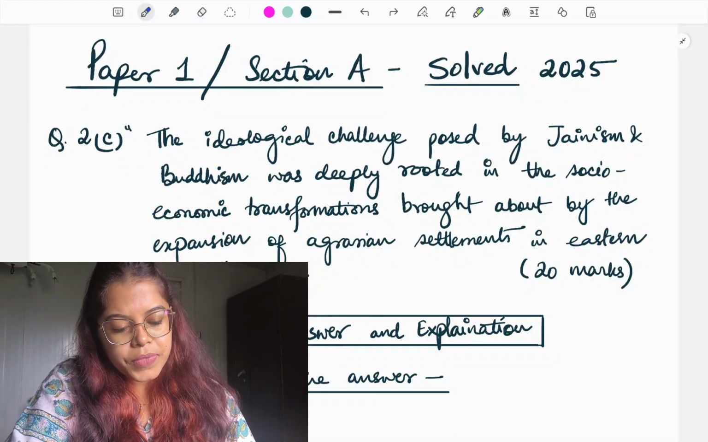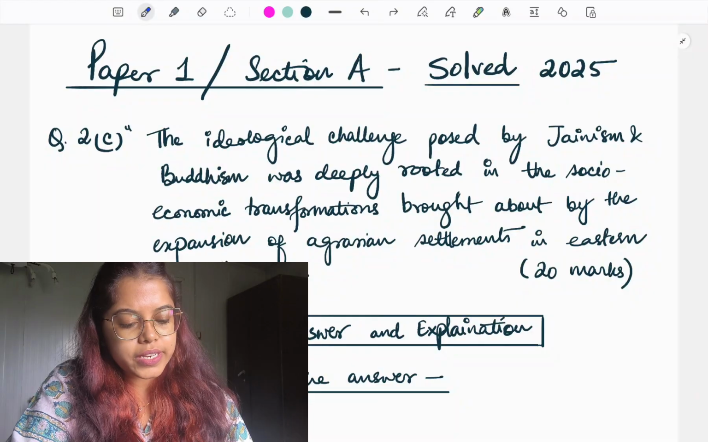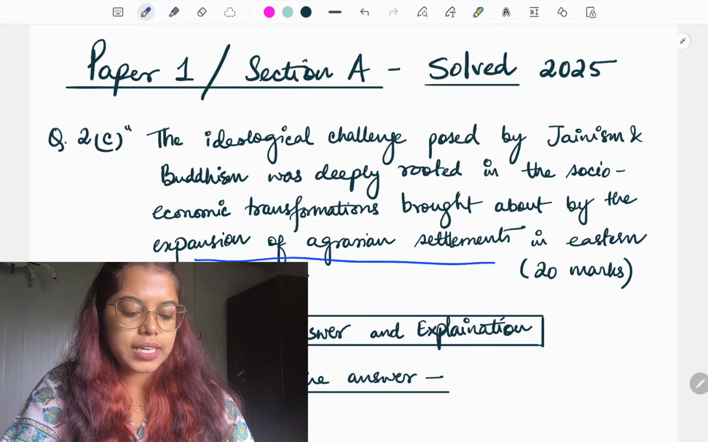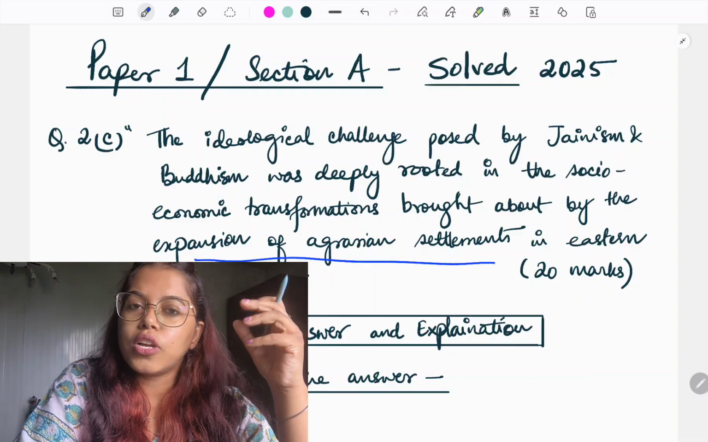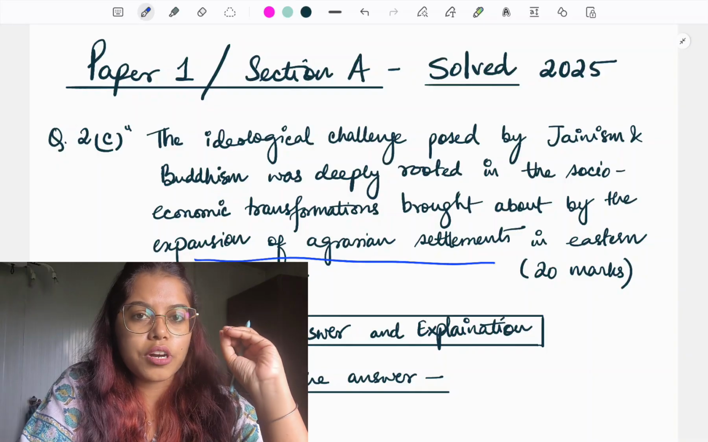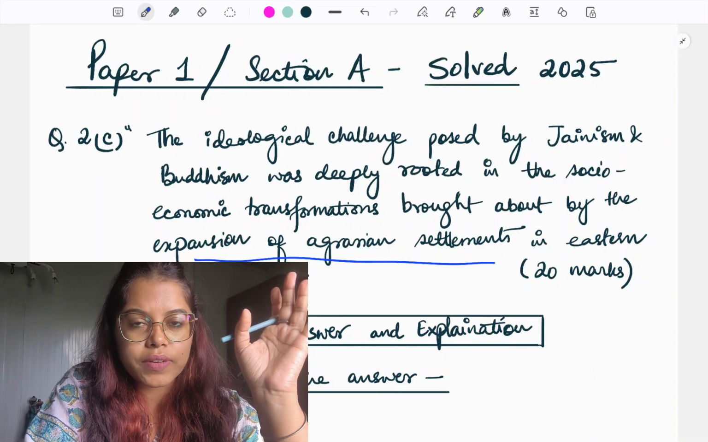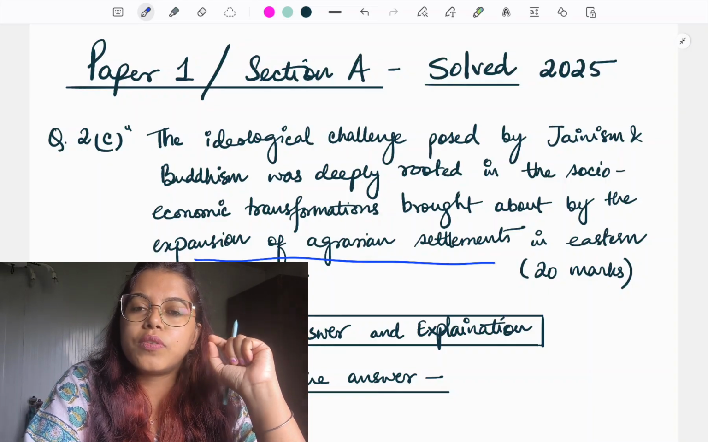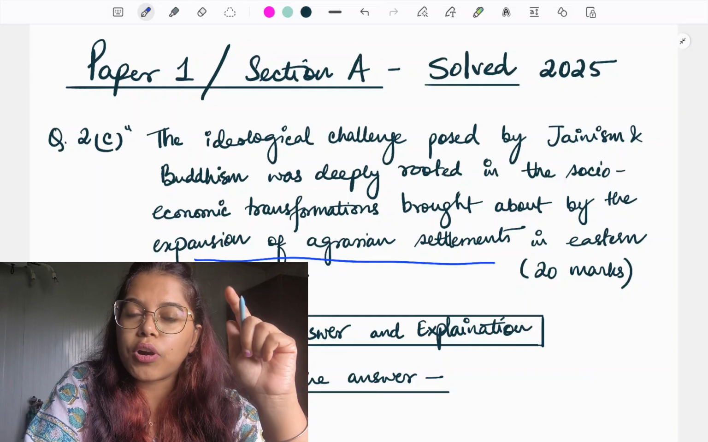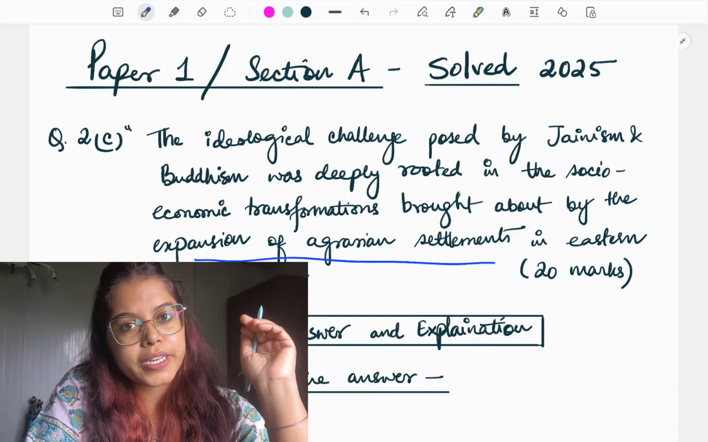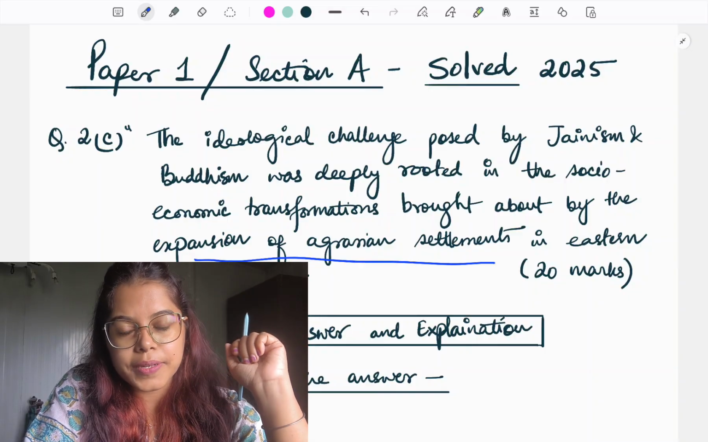Now the question says, the ideological challenge posed by Jainism and Buddhism was deeply rooted in the socio-economic transformations brought about by expansion of agrarian settlements in eastern India, right? So what is the focus? What does the question want to ask? Now, if you have studied the topic of Jainism and Buddhism, and do not worry if you have not studied, we are going to cover it, right? So if you have studied about Jainism and Buddhism, you will know that when we cover the topic, we also cover the background for the rise of Jainism and Buddhism, right? So that is what the question is asking.